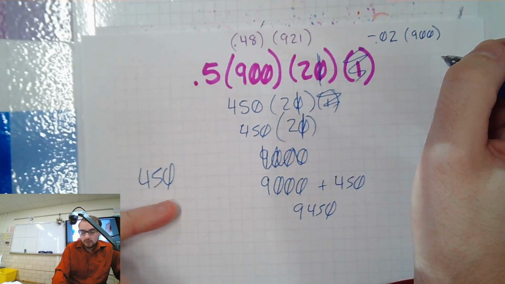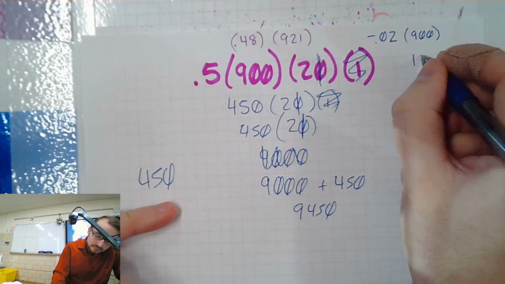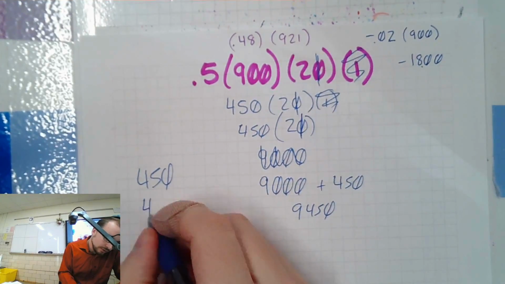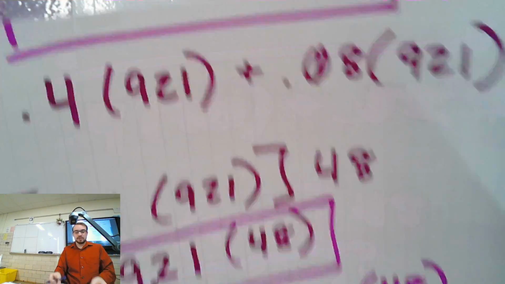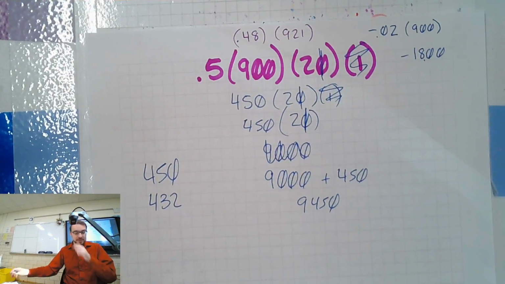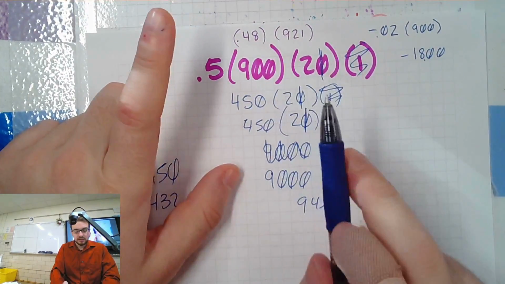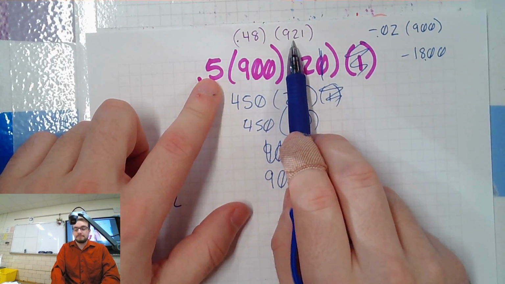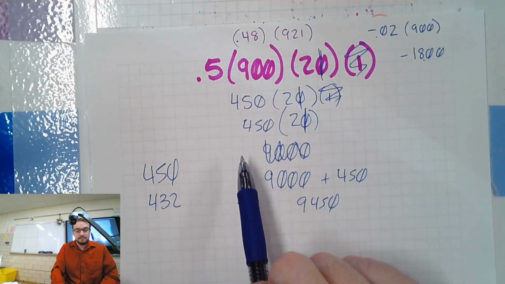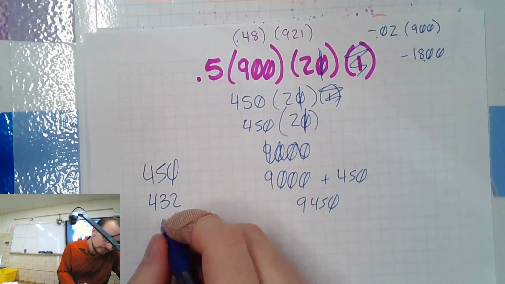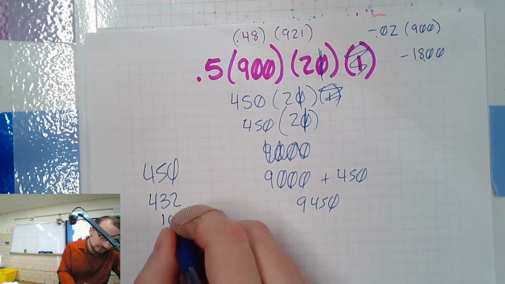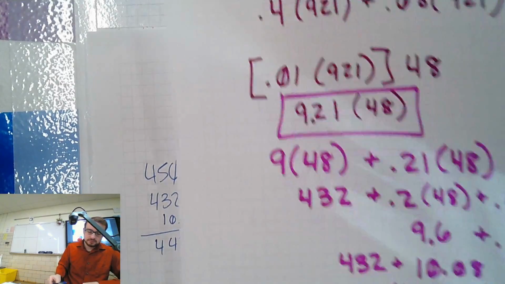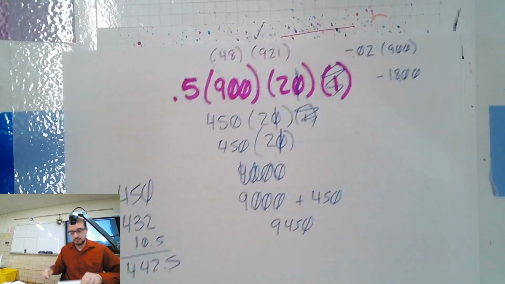Subtract that, we get what? 18. If we subtract 18, we get 432, which is much closer to this. It's not exact because we did 0.5 times 900, not 0.5 times 921, right? So we're going to add on half of 21, which is 10.5. We're going to get very close. Yeah.